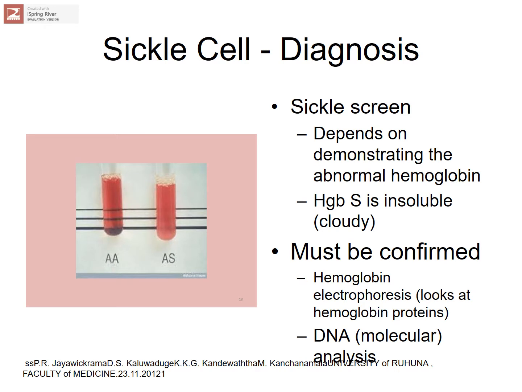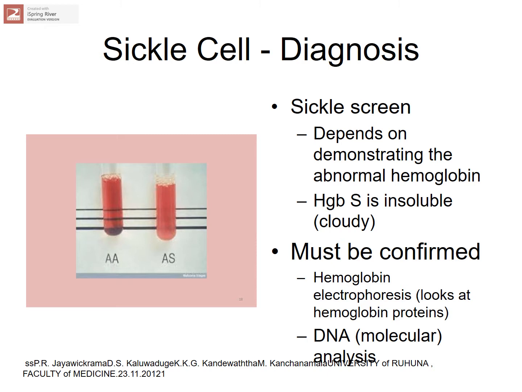In the laboratory, the diagnosis of sickle cell is made based, of course, on history and symptoms. This would be for people who have not been previously diagnosed. There's a screening test called a Sickle screen, and it's very simple. It depends on demonstrating the abnormal hemoglobin S. Hemoglobin S is insoluble in low oxygen tension, so a chemical is added. The blood is added to a chemical, and you can see from the picture the normal hemoglobin A is clear, and you can see the lines through it, and the abnormal hemoglobin AS is cloudy.